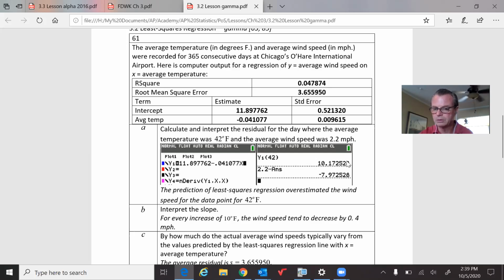That's important. The SIGN of the residual matters. I mean, you get a multiple choice, and they're going to give you both signs. So what happened? The least square regression overestimated. It told you a wind speed of this when it was that, and the negative residual is telling you you're below the line of best fit.